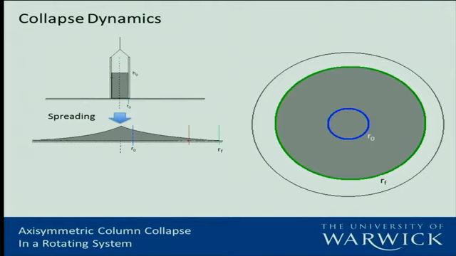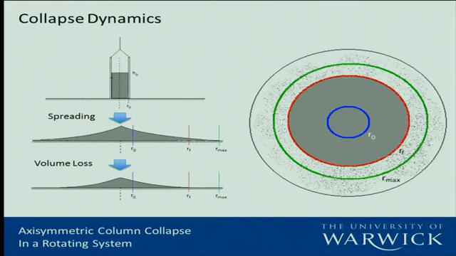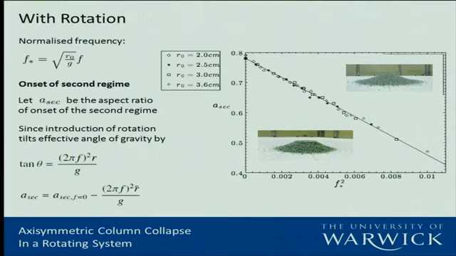But should we have surpassed this critical radius, then there's going to be the contraction, as you saw in the video, and this period of volume loss until it eventually settles roughly at this critical radius itself. And this will be the final radius of the pile. So, throughout this analysis, I'll consider a normalized frequency, as given here. And first of all, discussing the onset of the second regime.